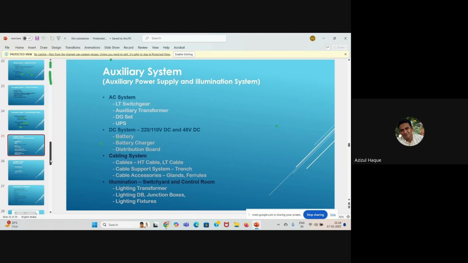Then there is illumination system. We have to illuminate the entire switchyard, because after sunset, we have to work in the switchyard, we need illumination. So we have to design an illumination system. We have to put an illumination system in place so that people can work 24 hours.